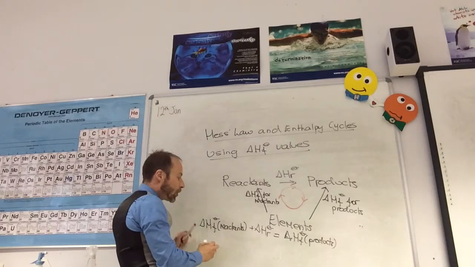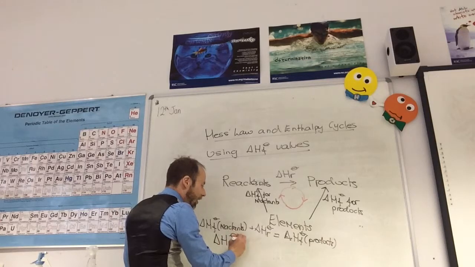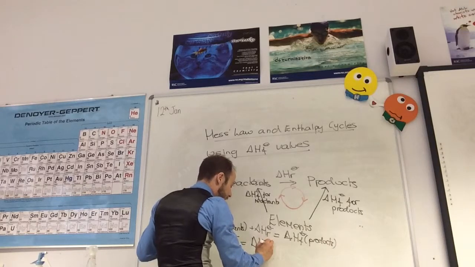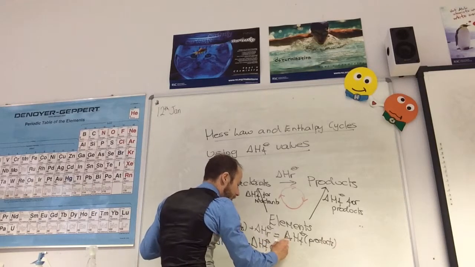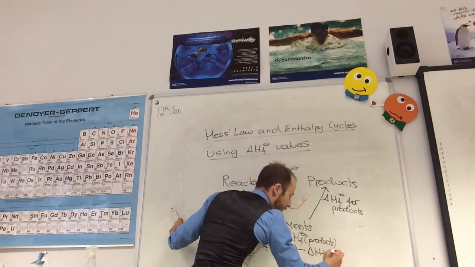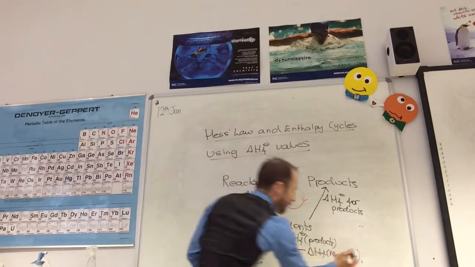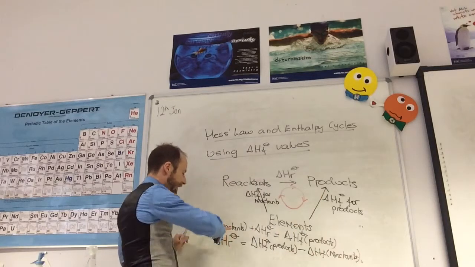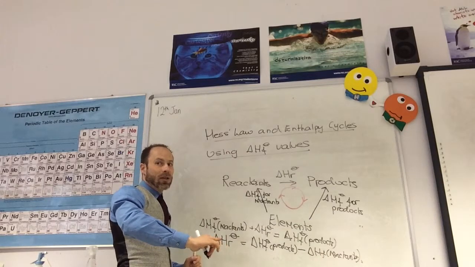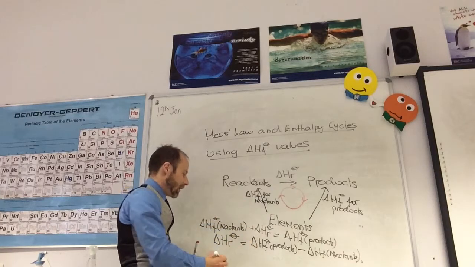So, if you want to rearrange that, delta HR is going to equal delta HF for the products minus delta HF for the reactants, like so. So all I've done is taken this and moved it to the other side of the equation. If you're happy with maths, you're happy with that, just move it to the other side.